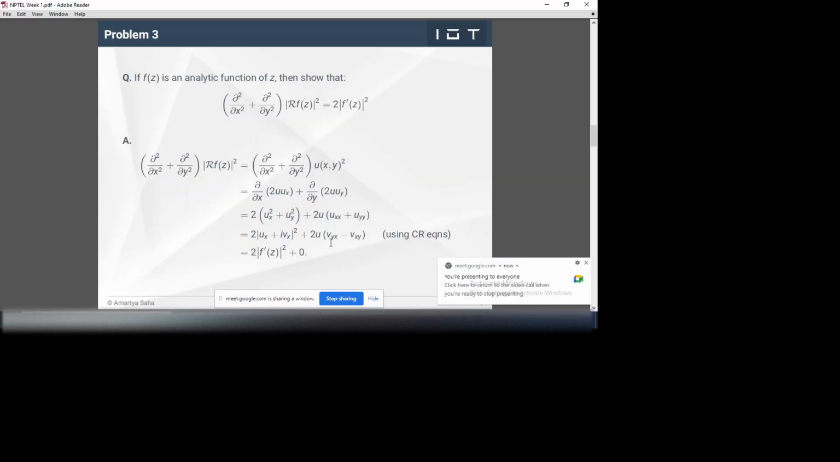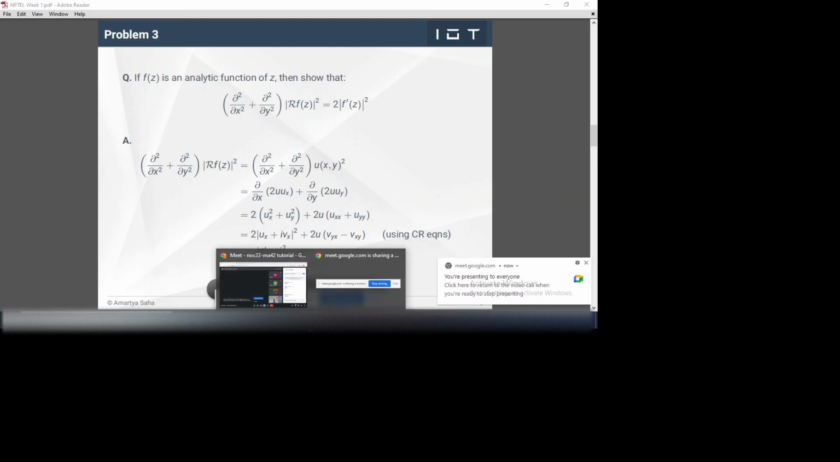And then for the second term, we will again use the Cauchy-Riemann equations. What do we know? I hope you all know that partial derivatives commute. Partial derivatives don't depend on the order in which they are taken.